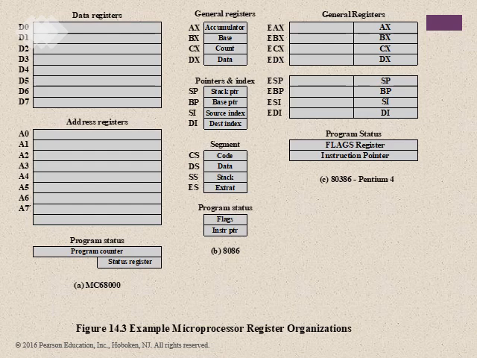In this slide, we are going to look at two 16-bit microprocessors that were designed at about the same time. So we want to compare between the Motorola MC68000 and also the Intel 8086.